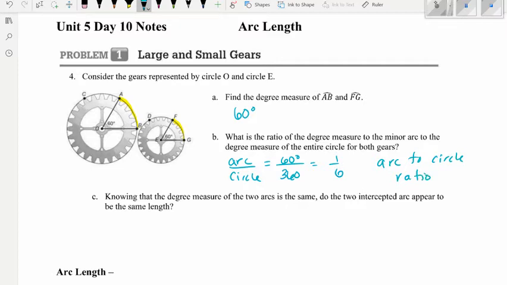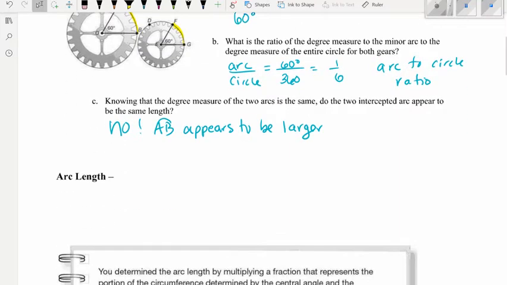Knowing that the degree measure of the two arcs is the same, do the two intercepted arcs appear to be the same length? So in this case, no. Arc AB appears to be larger. All right, so arc length.